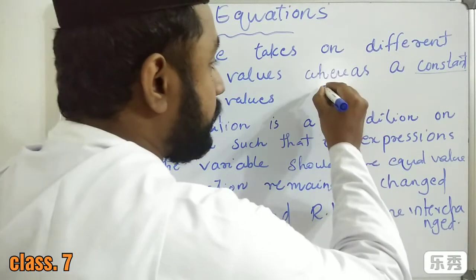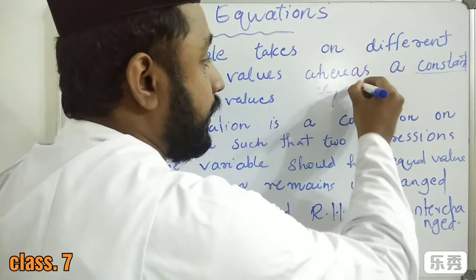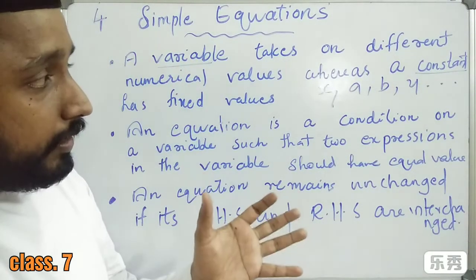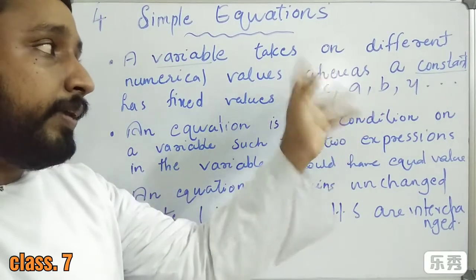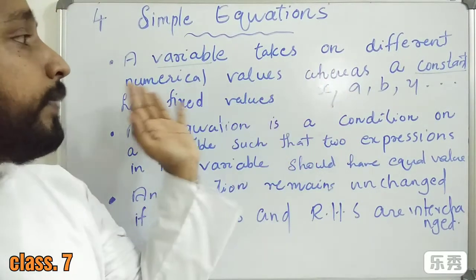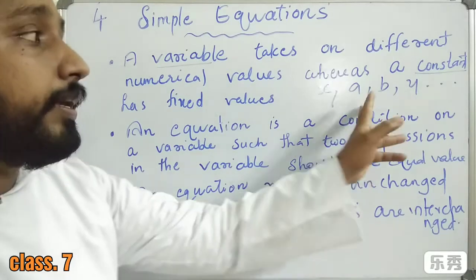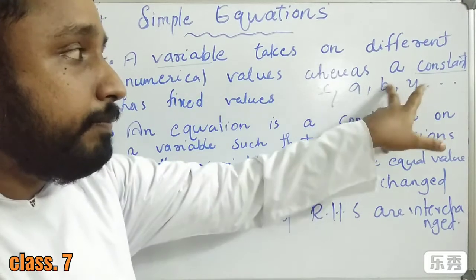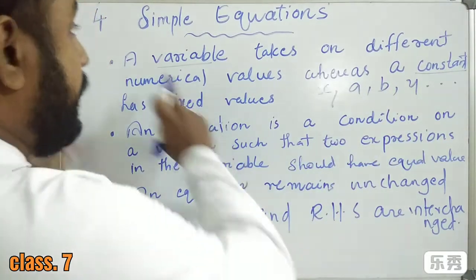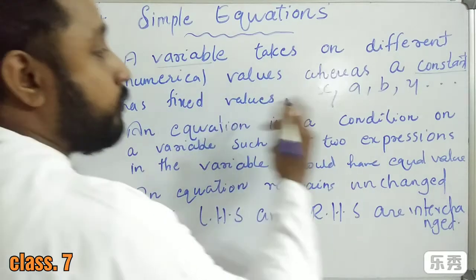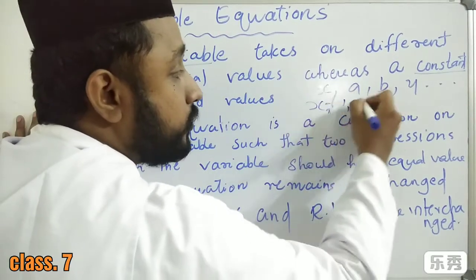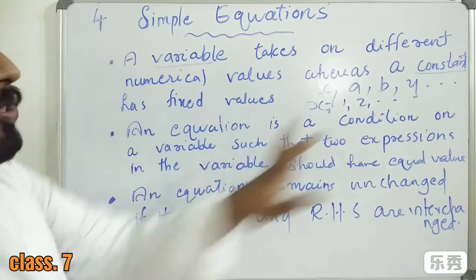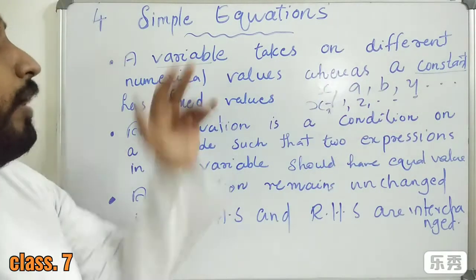For example, we use x, a, b, y, etc. When x is equal to 1, we can use x as 1, or we can use 2, 3, 4. Any numerical value we can give for x, such as a, b, and y. So x is called a variable. A is a variable, b is a variable, and y is also a variable. A variable takes on different numerical values. x can take 1, 2, 3, etc. a can take 1, 2, 3, etc. Any numerical value can be taken by x, a, b, y, so we call them variables.